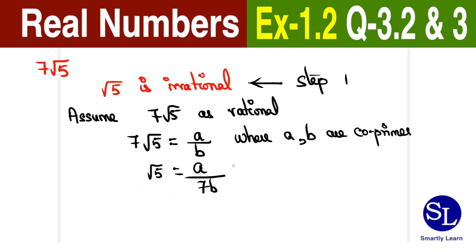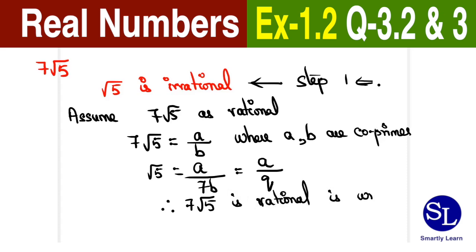Now, look at this expression. This is nothing but A by some number Q. So I'm expressing root 5 again as A by Q, which is not possible because just now in step 1 you have proved that root 5 is irrational. Therefore, your assumption that 7 root 5 is rational is wrong. Therefore, 7 root 5 is irrational. So here again, it is a two-step process to prove that 7 root 5 is irrational.